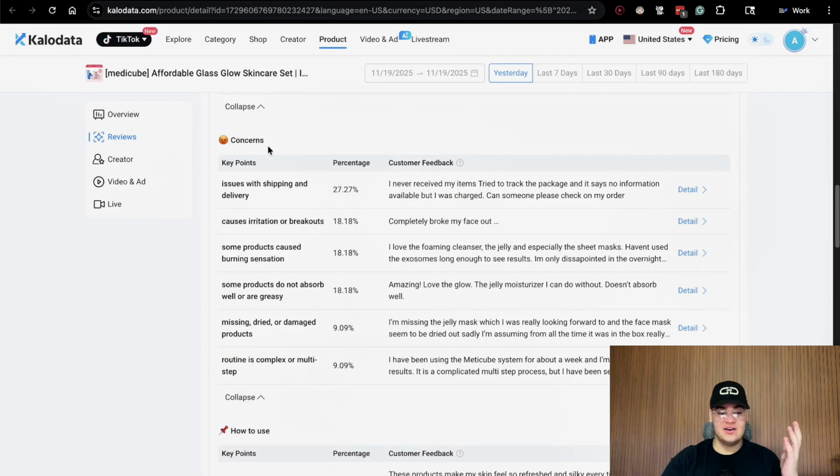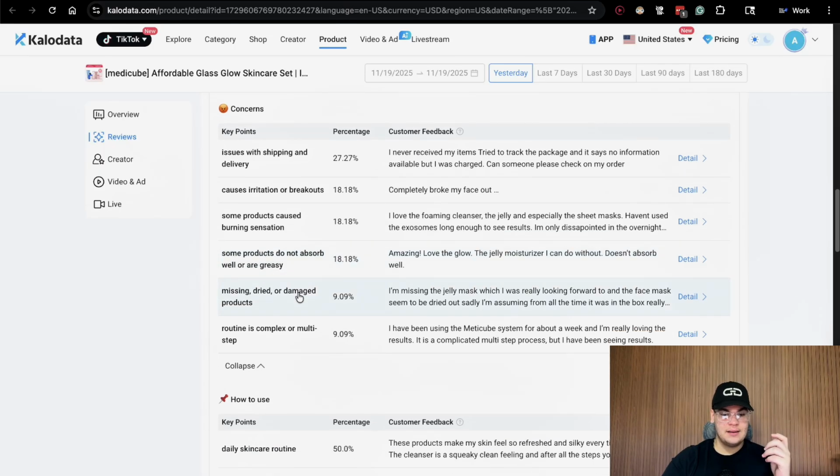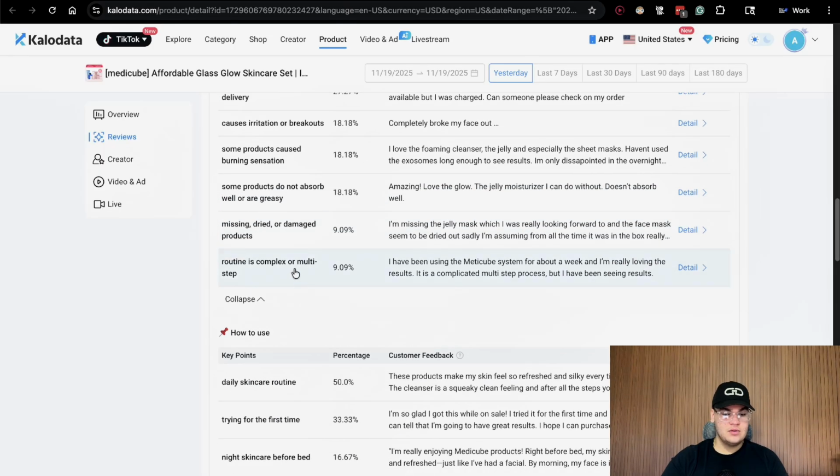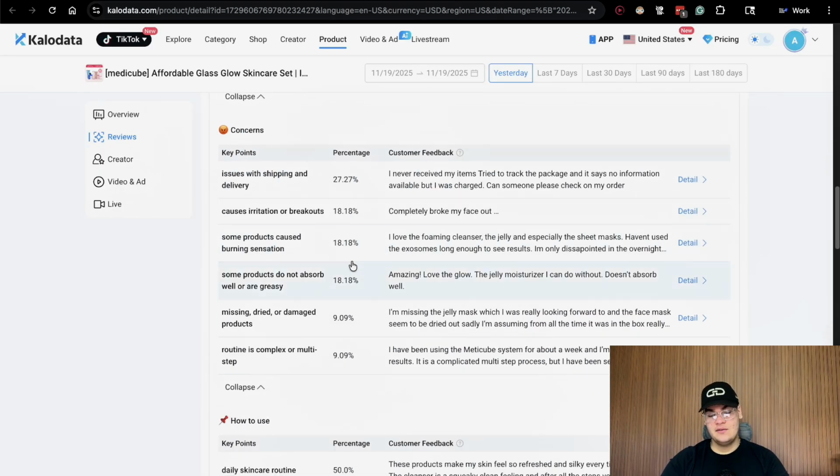Now right here, these are all the bad ones. You can see that 18% of bad reviews were because it caused irritation and breakouts. Issues with shipping and delivery. Some products caused burning sensation. Some products were not absorbed well or are greasy. Missing, dried, or damaged products. Routine is complex and multi-step. So all of these bad reviews give you the opportunity as a competitor to go ahead and target this pain point when marketing.